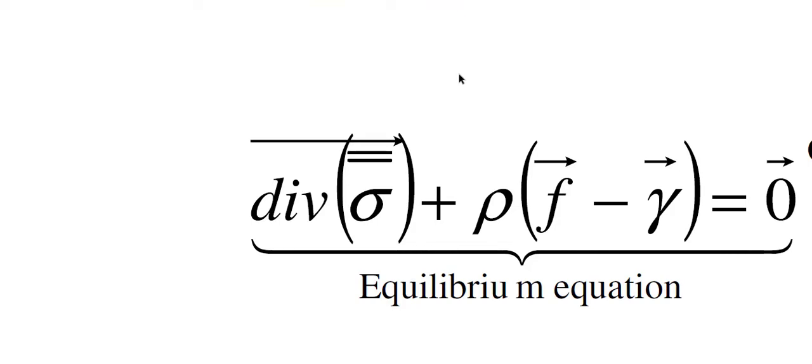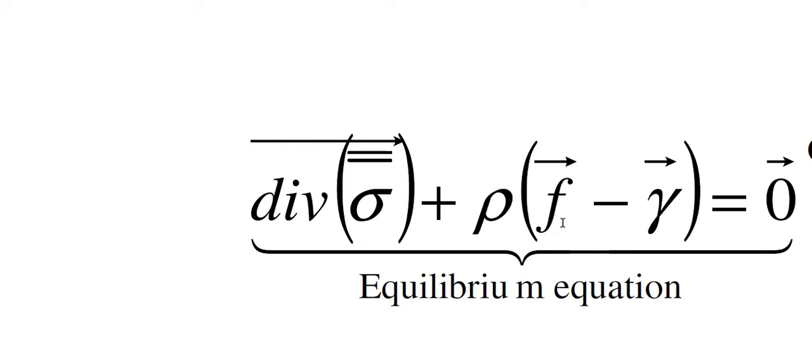And this static admissibility is verified when the stress tensor sigma verifies the equilibrium equation, which states that the divergence of the stress tensor sigma, plus the density of the material constituting the shell multiplied by the specific forces applied at a distance defined by the vector F, this kind of forces like the gravitational acceleration, minus the acceleration of the shell defined by the vector gamma, should be equal to the zero vector.